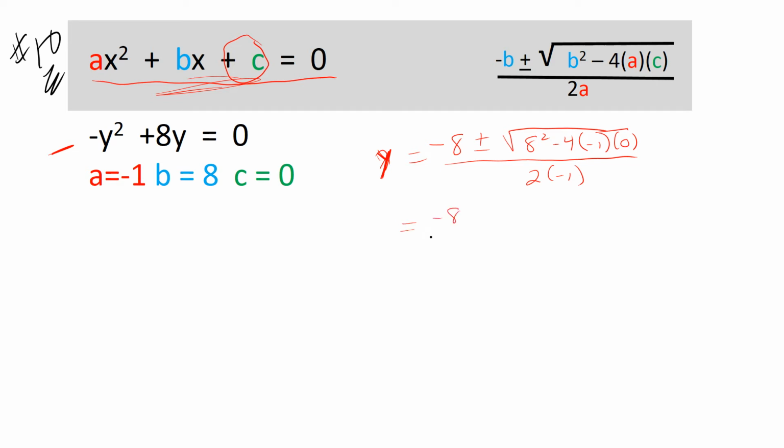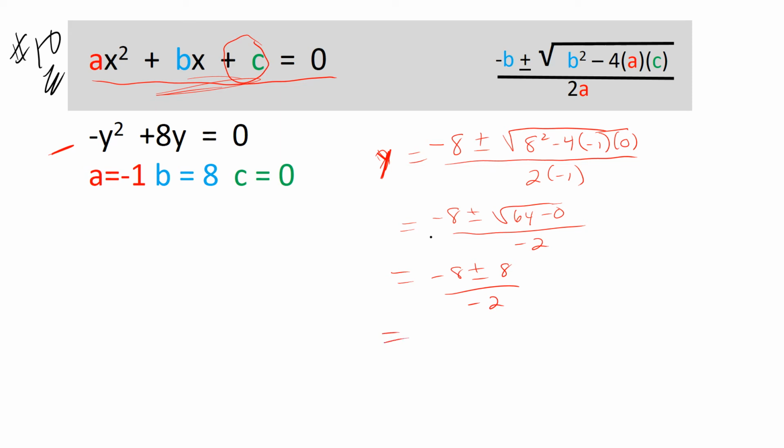All right, so now let's work inside the square root sign. We'll leave the negative 8 plus or minus. So 8 squared, what's that, 64, minus 4 times 1 is 4, but then times 0 makes that 0. And again, it's all 2 times negative 1, which is negative 2, in the denominator. So now negative 8, we didn't do anything with that yet. 64 minus 0 is 64, right? And that's a perfect square. In other words, 8 times 8 is 64, so the square root of 64 is 8. And the denominator, we don't want to forget this, is negative 2.